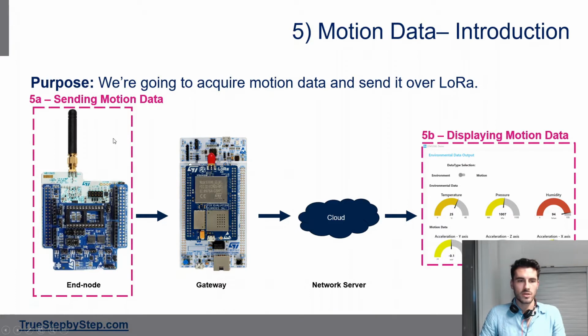As I mentioned, we previously set up this LoRa network with the end node, the gateway, the network server, and the dashboard. Here, what's going to change is that we're going to modify the code to actually send motion data instead of the environmental data. So for instance, we will send the acceleration in all 3 axes. And we will also modify the dashboard so that it displays the acceleration. So actually it will display the acceleration and the temperature.